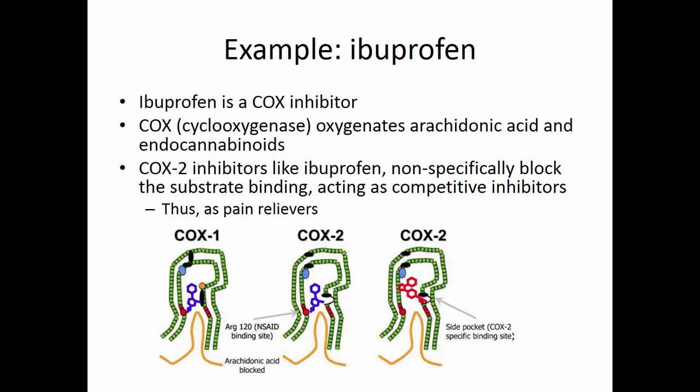Obviously, we know that ibuprofen acts as a pain reliever. We've probably been taking it for several decades. These COX-2 inhibitors non-specifically block the substrate binding site in the COX enzyme. Even though they're non-specifically blocking, they act as competitive inhibitors because it's at the active site. Thus, they act as pain relievers here. We can see arachidonic acid would like to bind, but it is unable to because ibuprofen is blocking that active site.